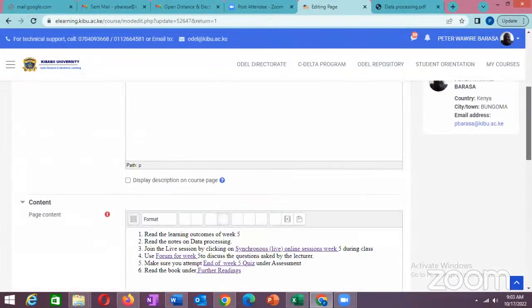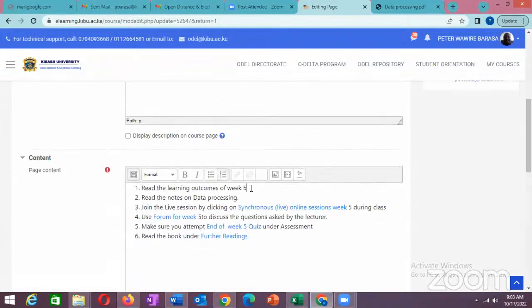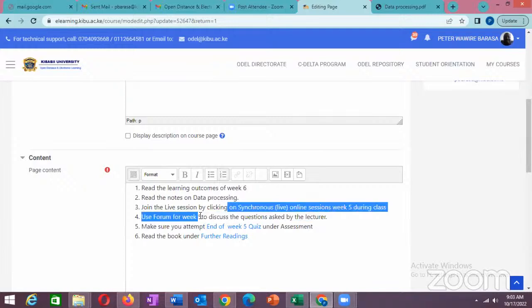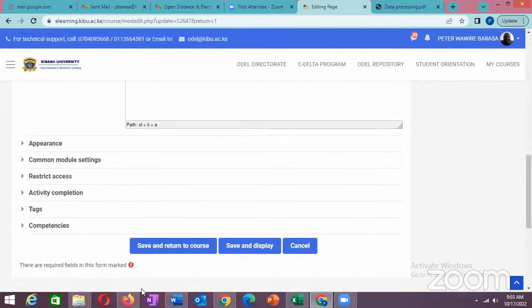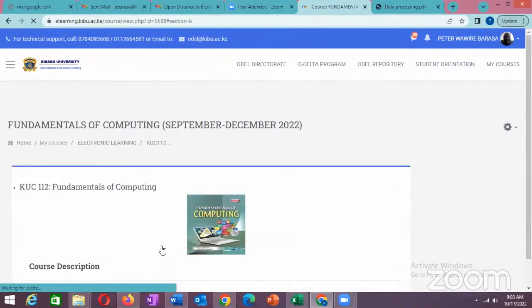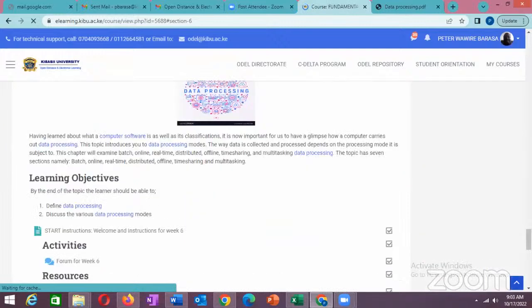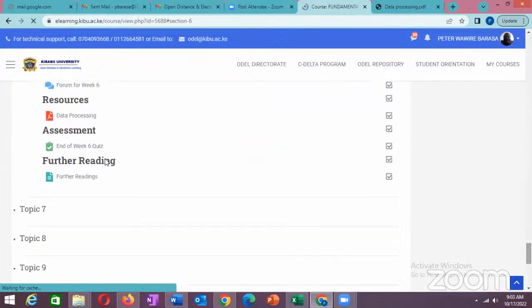So ensure you do. Let me just edit this. This should be week 6. This will be week 6. Sorry for that. This is the quiz for week 6. So I'm just editing. So you read those instructions and follow the way they are said. So kindly go through the notes, be able to answer the quiz. That will be the end of that week.